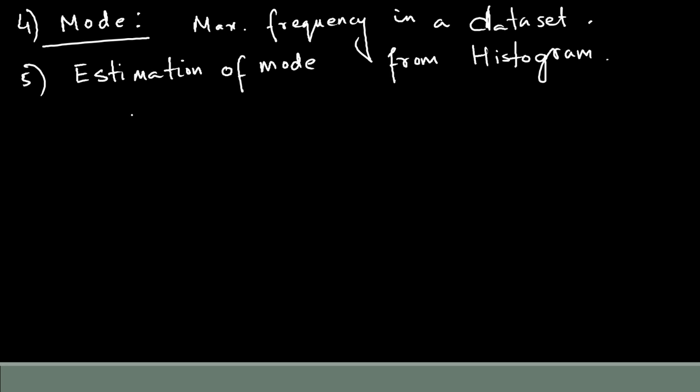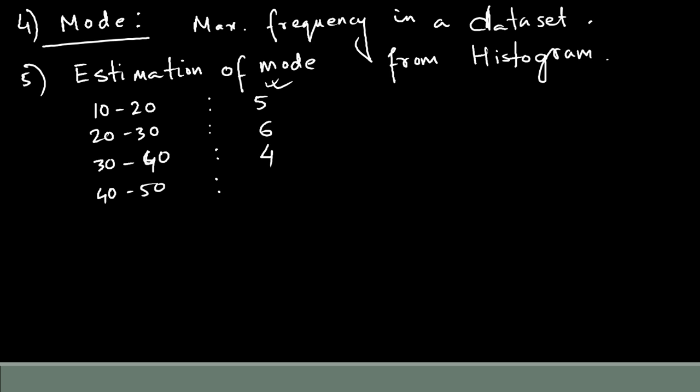So let's say you have some data: the range of data 10 to 20 has frequency 5, 20 to 30 is 6, 30 to 40, sorry, I'm writing this on the right side, is 4, and 40 to 50 is 7. So now you're drawing this graph here.